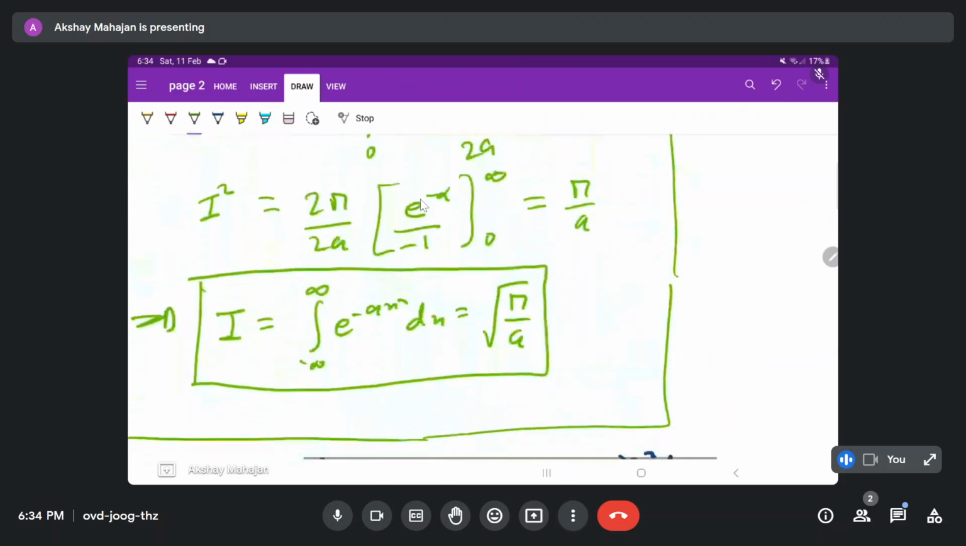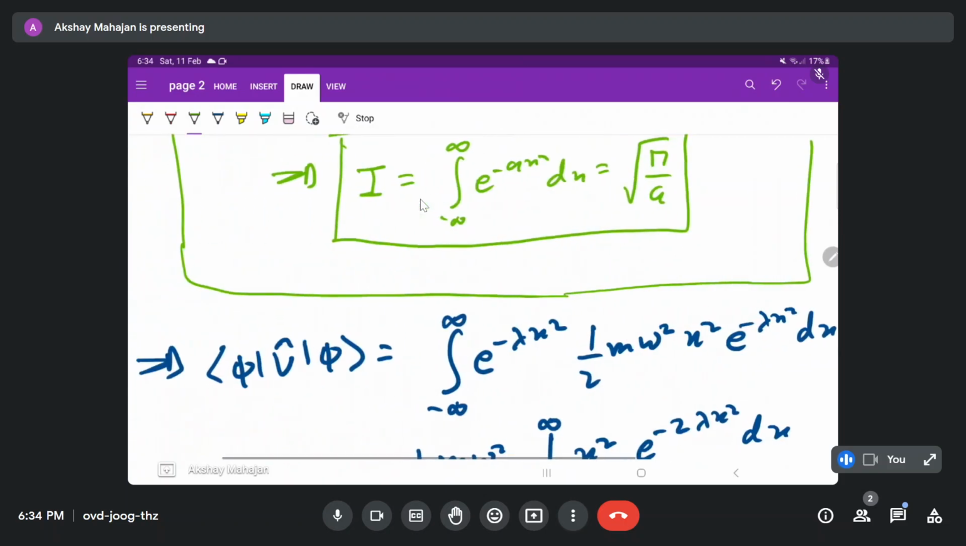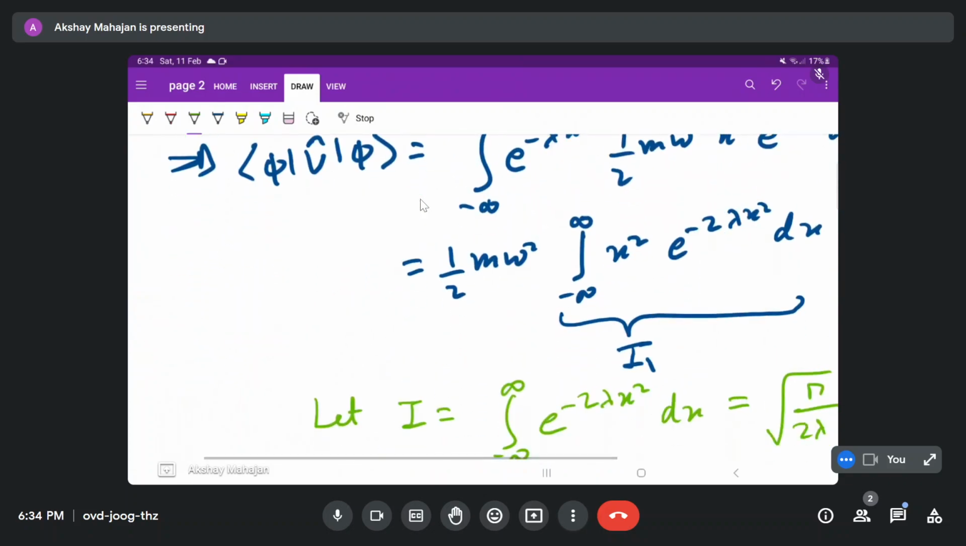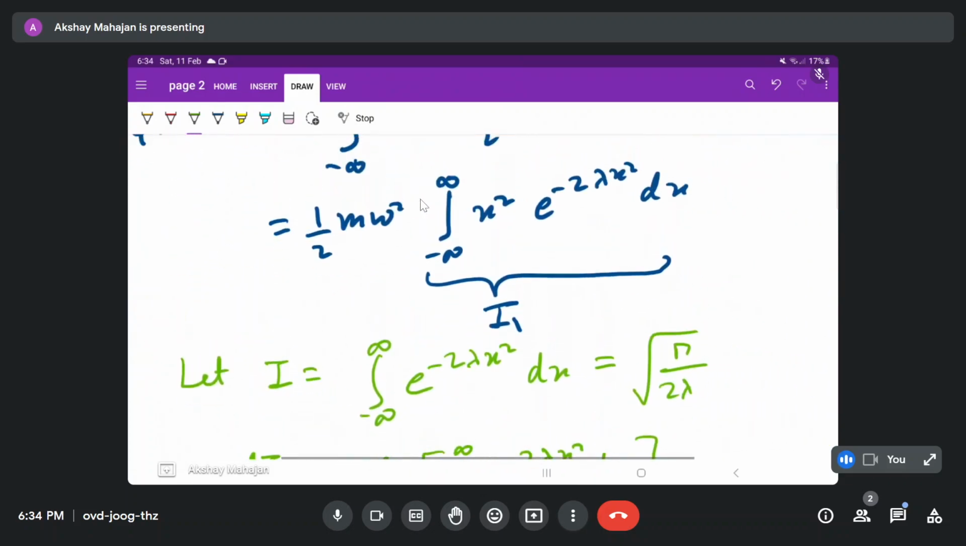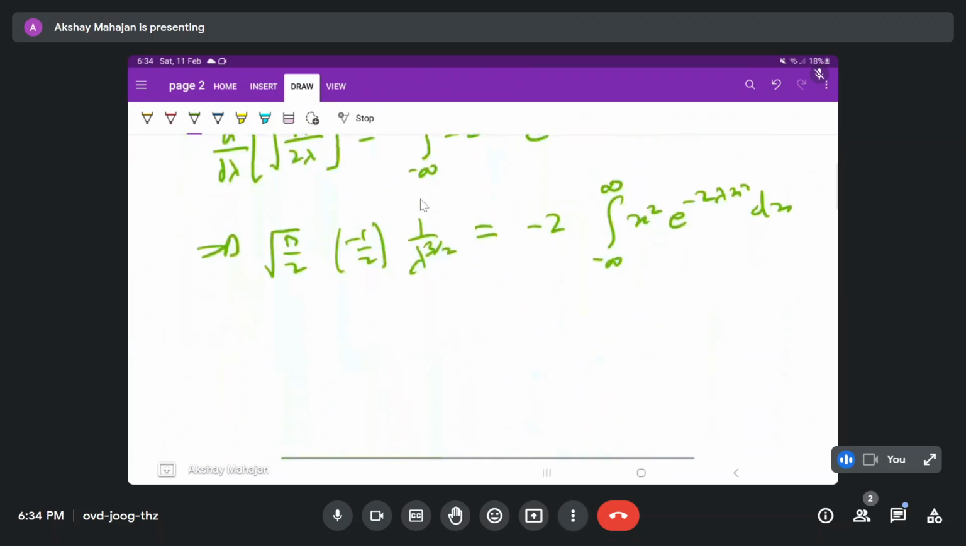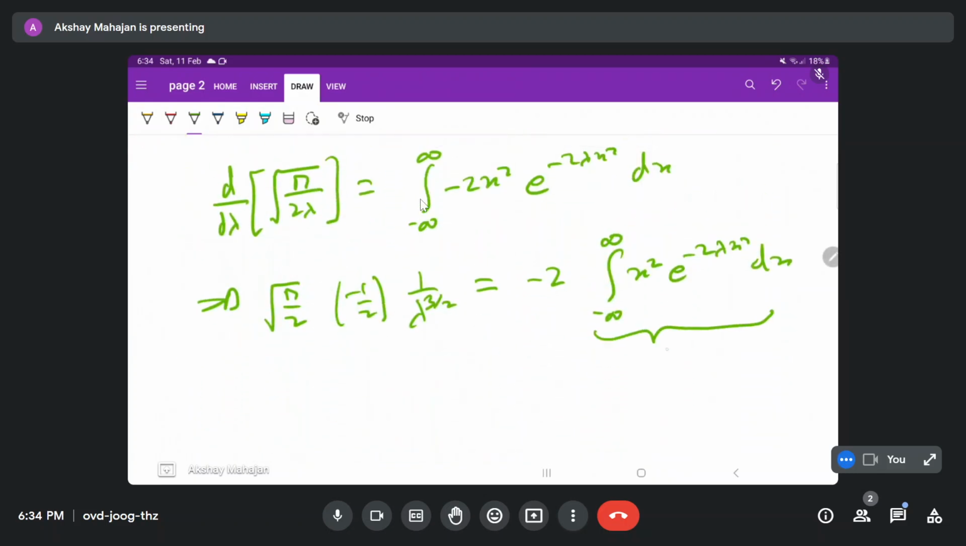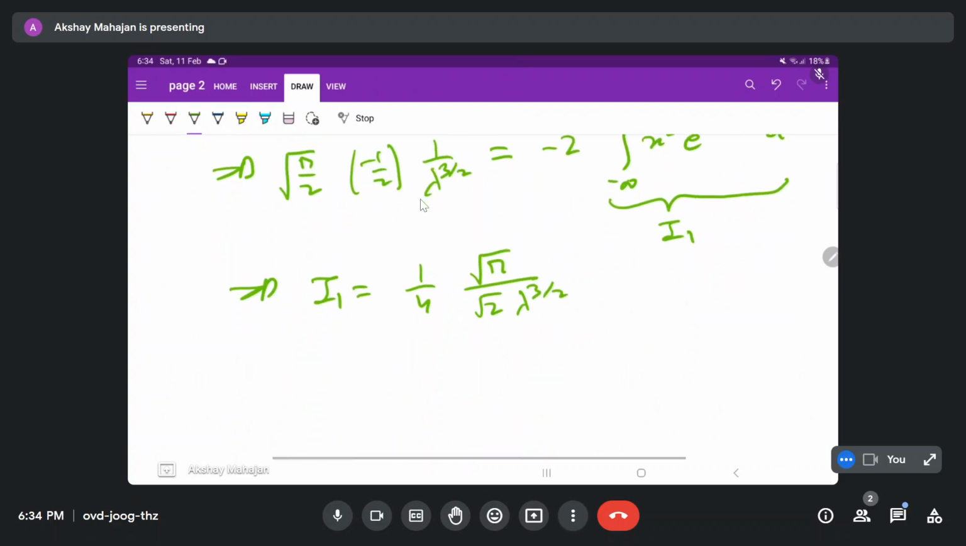Now if you remember, this is the integral where we got stuck when we were trying to find this v cap phi. This is our I1 integral, integration from minus infinity to infinity x square e to the power minus 2 lambda x square dx. This is our integral I1 that we want to find. So by this we have found that our integral I1 will be 1 by 4 under root of pi by root 2 lambda to the power 3 by 2. Alright, so this is our I1 integral.